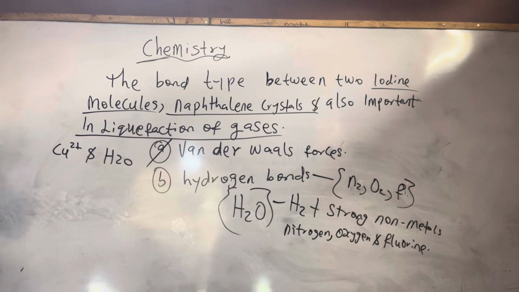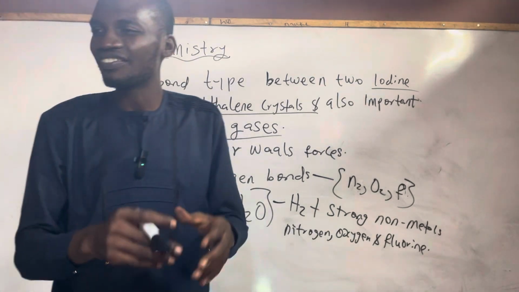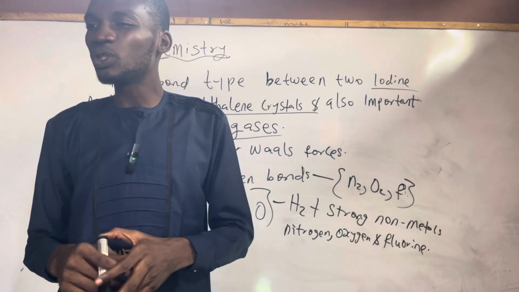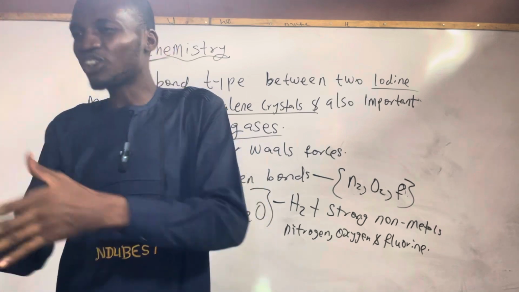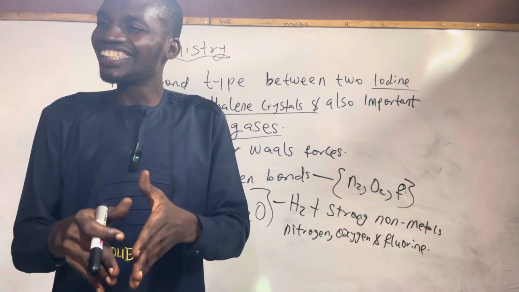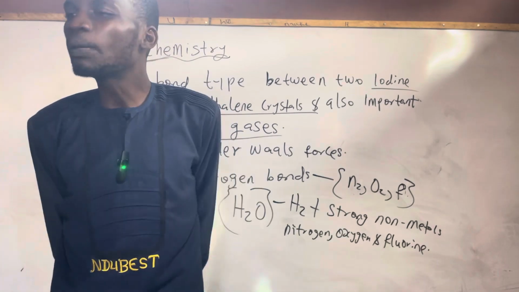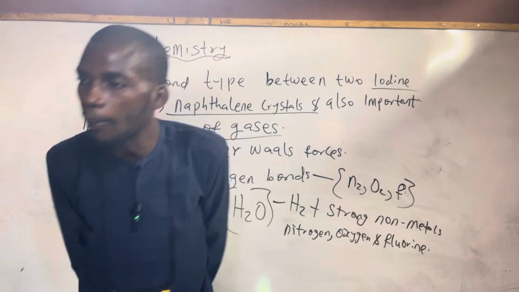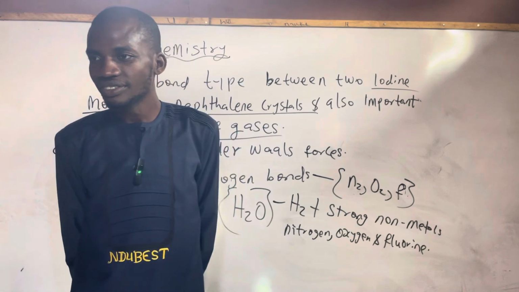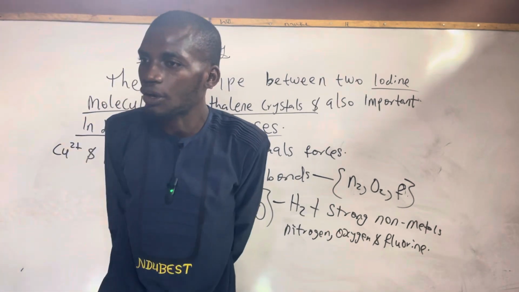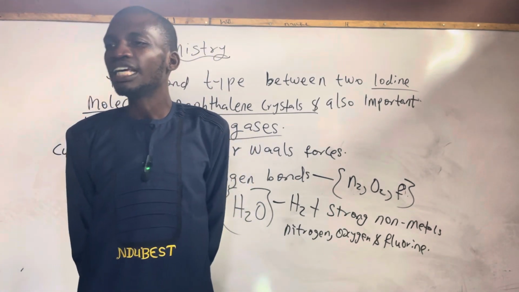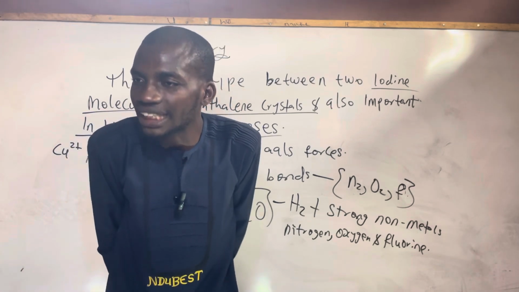Hydrogen bond makes it soluble, because of the bond between hydrogen and oxygen there. Hydrogen bond is a bond between hydrogen and oxygen, or hydrogen and nitrogen, or hydrogen and fluorine. Any bond between hydrogen and non-metal is called dash. A bond between metal and non-metal is called dash. A bond between two non-metals is called dash.